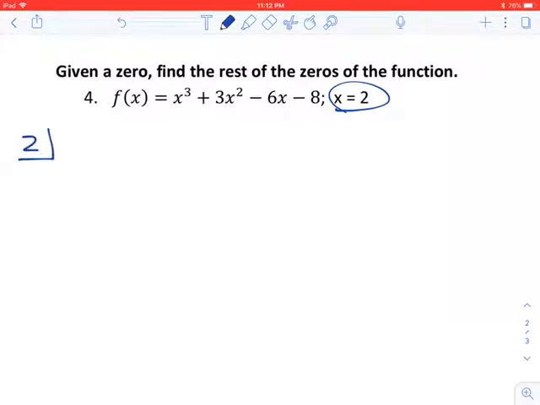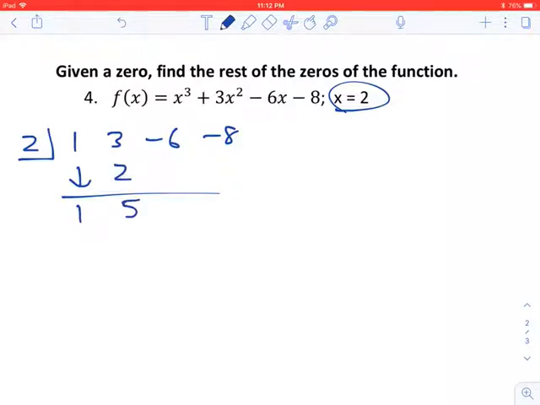So 2, I've got 1, 3, negative 6, negative 8. Bring down the leading coefficient 1. 1 times 2 is 2, that's 5. 5 times 2 is 10, that's 4. 4 times 2 is 8. That gives me a remainder of 0, which is what we want. Okay, x squared plus 5x plus 4.